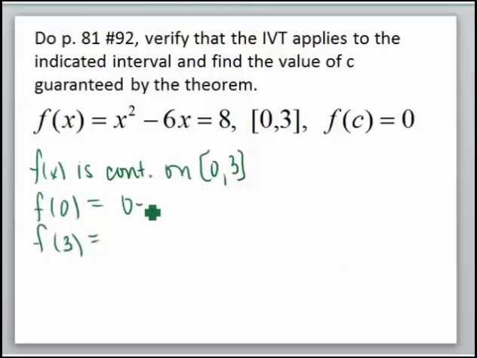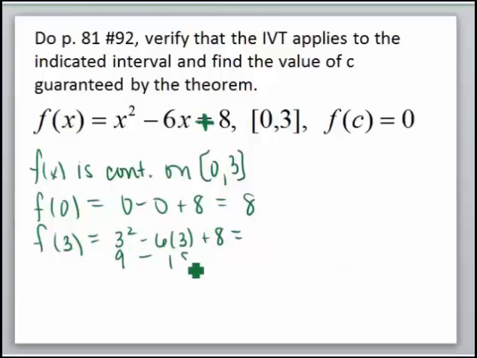f of 0 is 0 minus 0. Oh, I've got a typo here. Let's correct that. It looks like it's supposed to be plus. So let's go ahead and change that to a plus sign. 0 minus 0 plus 8, so that means it's 8. And then we have 3 squared minus 6 times 3 plus 8. So I end up getting 9 minus 18 plus 8, which is negative 1.